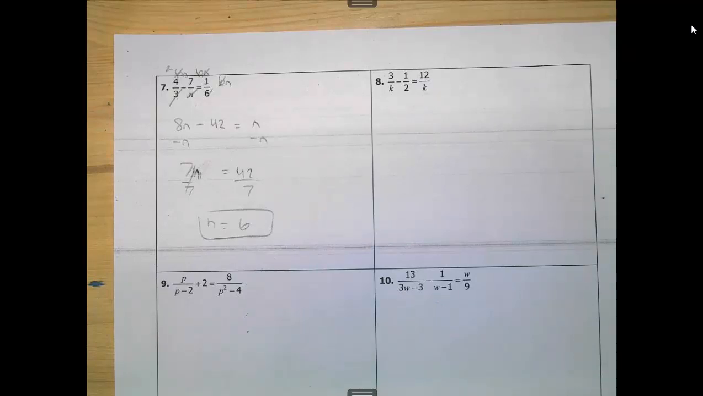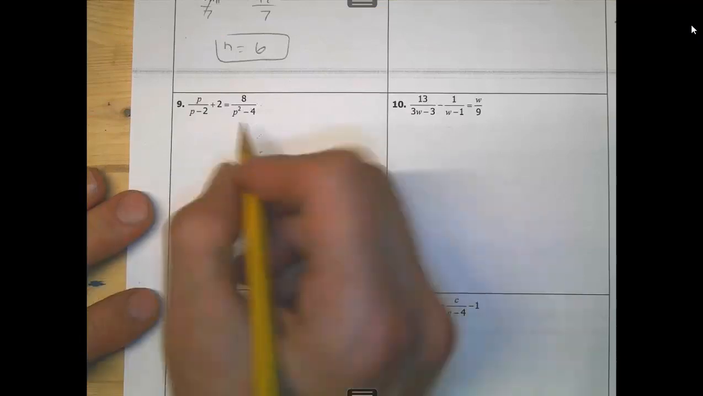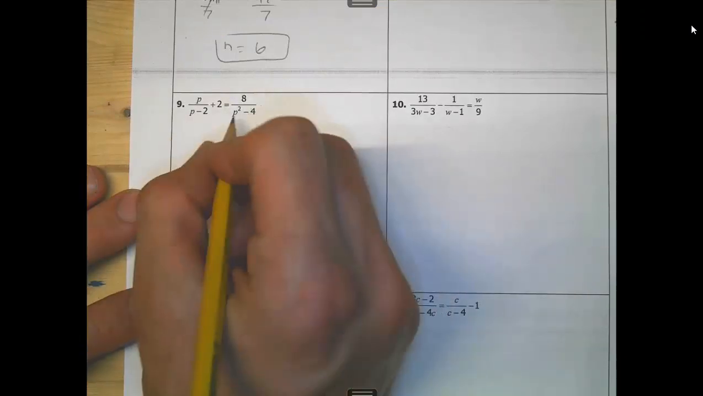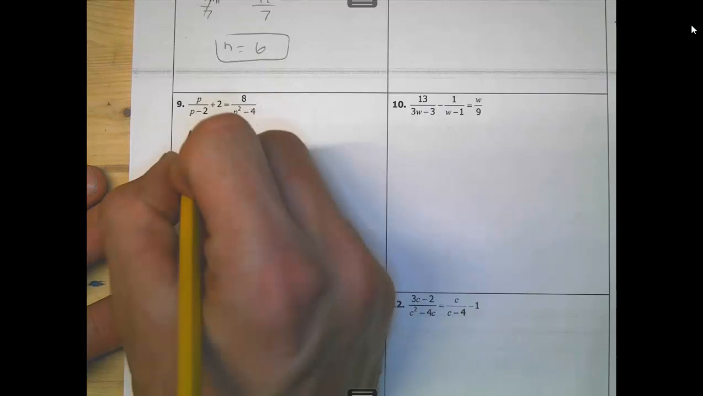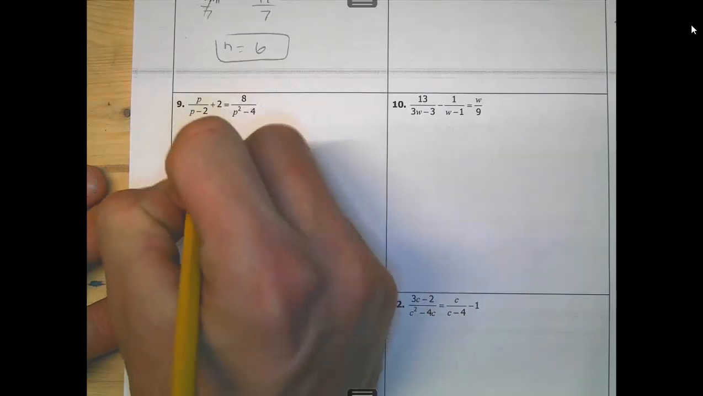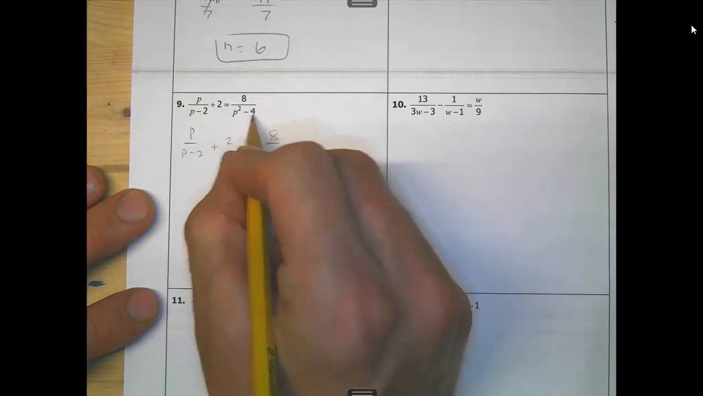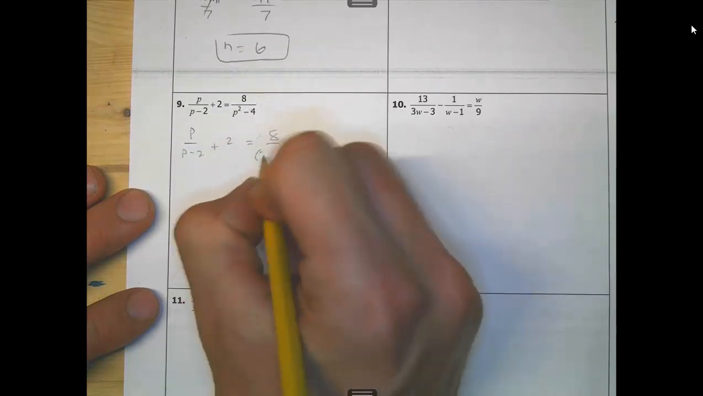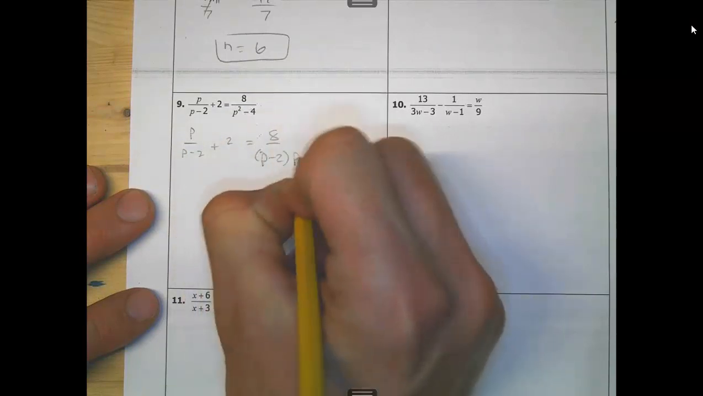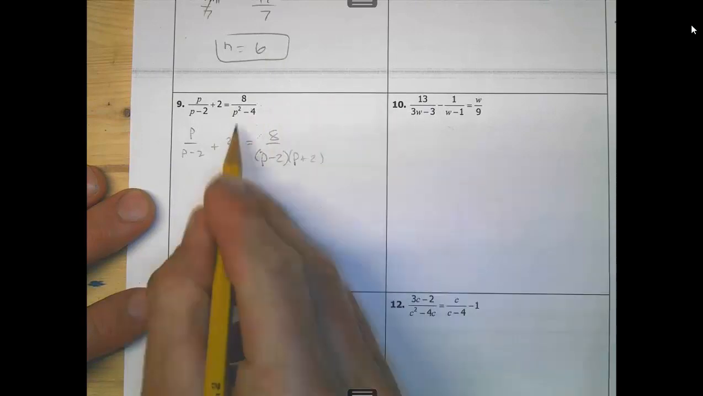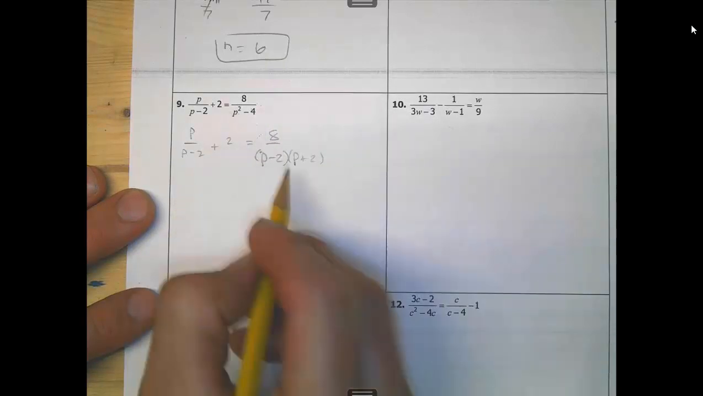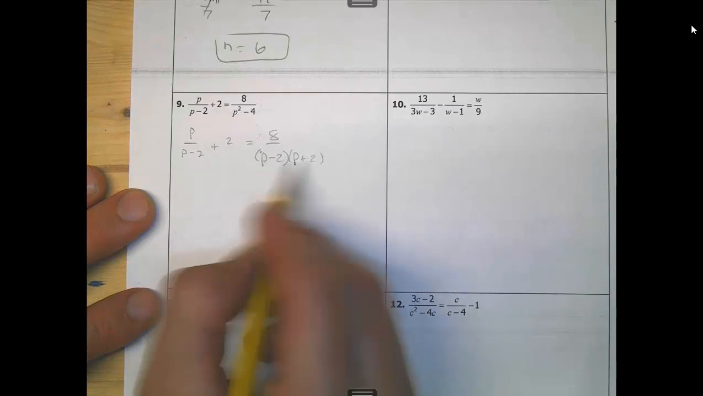Let's try another one. Okay, they're getting a little harder here. So, first of all, I'm going to factor this bottom right here. So I have p over p minus 2 plus 2 equals 8 over... Now that's a difference of 2 squares. And we know how to factor that into p minus 2, p plus 2. We worked on that this year. Those are 2 perfect squares, so you take the square root of the first thing, square root of the second thing, and alternate. So that's how that factors.